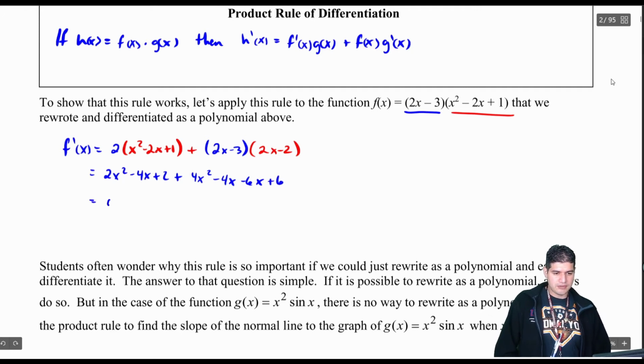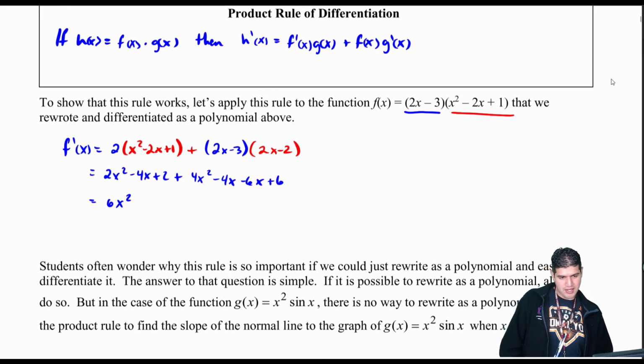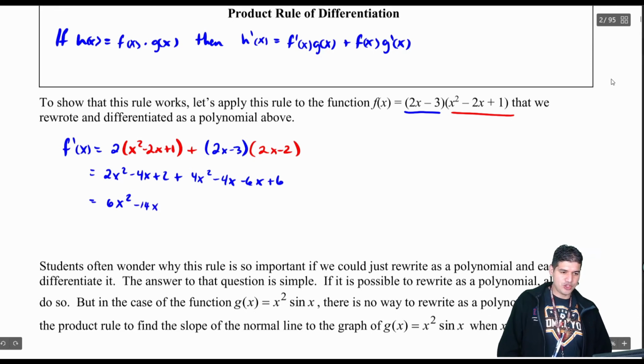All right, so that gets me 6x squared minus 8x. Oh wait, I made a small error. Minus 8x, I forgot to do the 6. So minus 8 minus 6, so that's minus 14x. And then 2 plus 6 is plus 8.